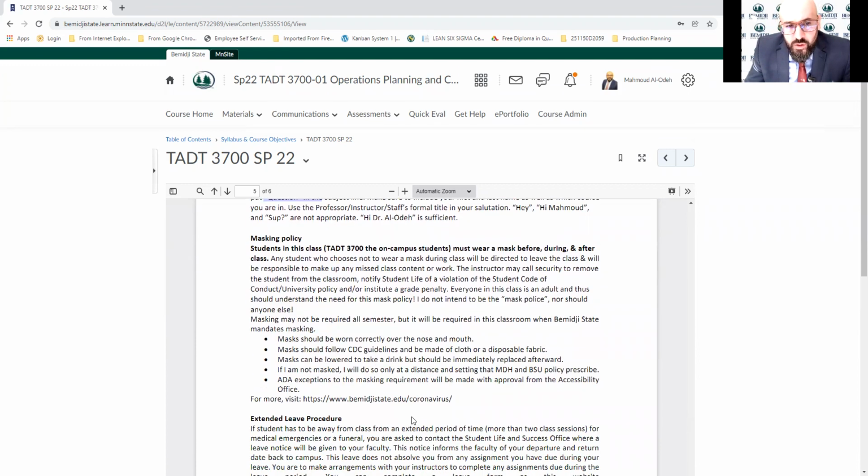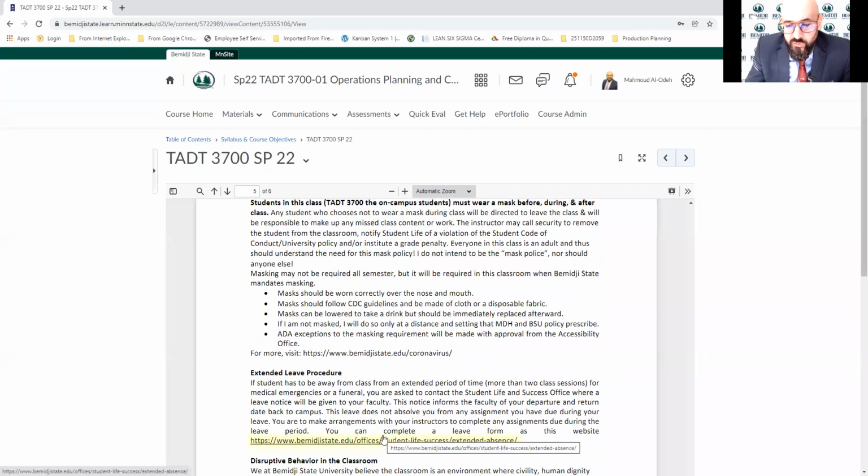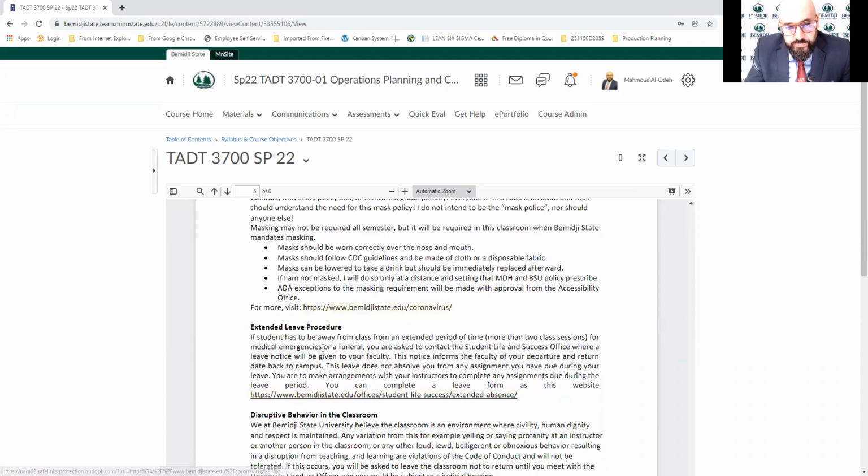Online and on-campus students have to wear a mask according to BSU policy and according to the CDC. So if you visit BSU, you should have a mask on you.